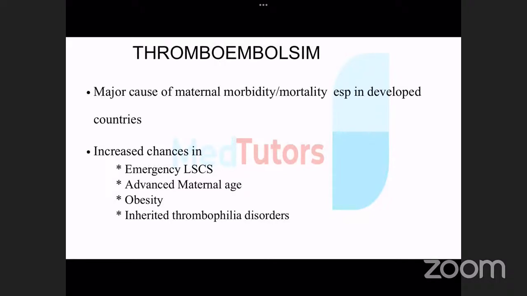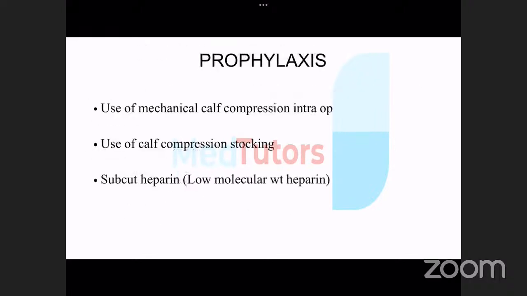Thromboembolism is a major cause of maternal morbidity and mortality, especially in developed countries. There's increased chance of thromboembolism in the case of emergency cesarean section, with advanced maternal age, with obesity, or with inherited thrombophilia disorders. Next slide. So any patient that has had a history of thromboembolism or a history of thromboembolism in any of their relations should be watched out for.